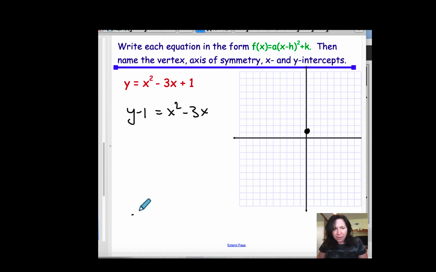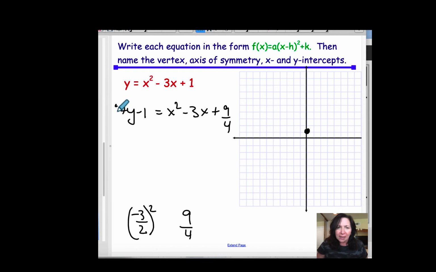So I'm going to do some work over here. I'm going to take half of this term, and then I'm going to square that. And whatever I get, I'm going to add to both sides of the equation. So I get 9/4. So I'm going to add 9/4 here, and I'm going to add 9/4 over here. So on the right, I should factor this, and it's going to be a perfect square. It's going to be x minus 3/2 quantity squared. And on the left, I have to do some work here. Looks like I need a common denominator. And so 9 minus 4 is 5/4.